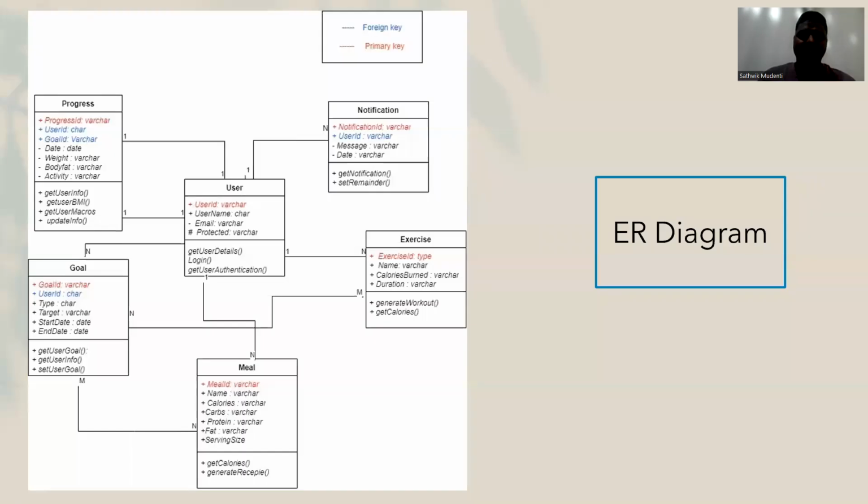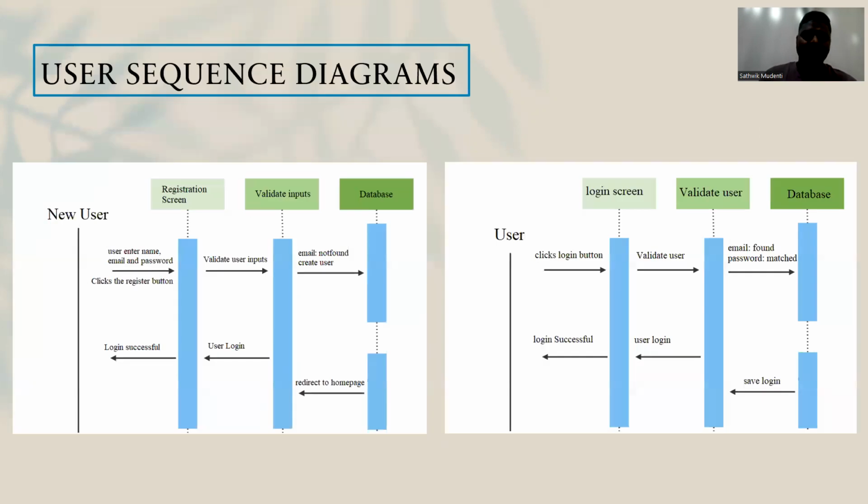And the next one is our ER diagram. So here you can see how our user is related to every other entity in our database. Here, the user is related to progress, exercise, meal, goal, and the notifications that the user gets. And the next one is the sequence diagram. Here, a user is registered, and his inputs are validated with our database.